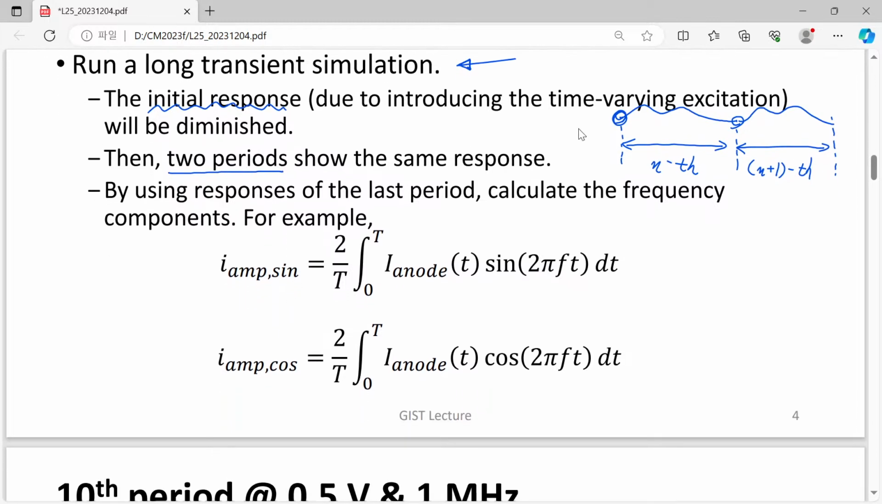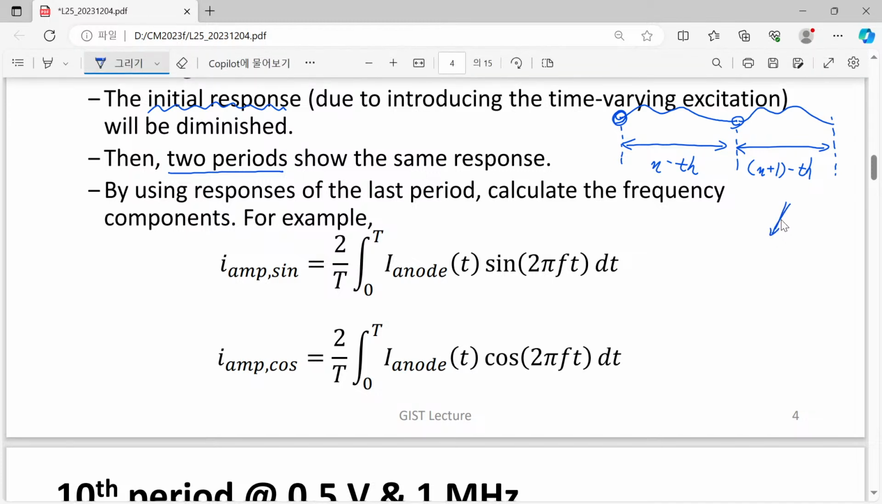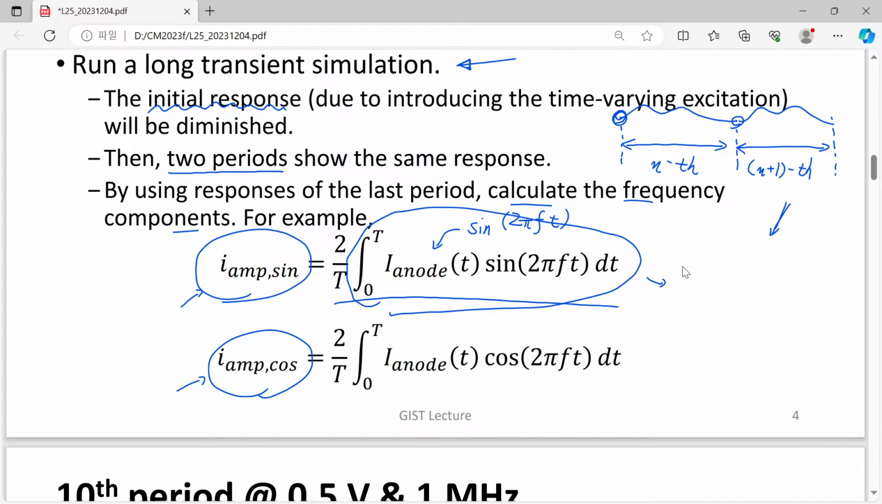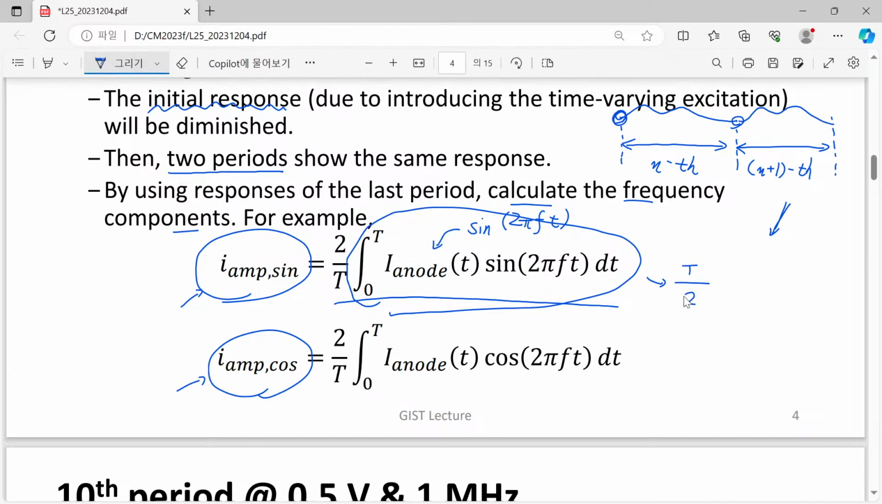Then you can take the last period, and you can calculate the frequency component. For example, just taking this Fourier transformation, you can calculate this amplitude for sine and cosine. Please note that in the case when your anode current just follows sine 2 pi ft, the same one, then this integral will give you just half of T, so that will be cancelled out, and you will have the unit amplitude.